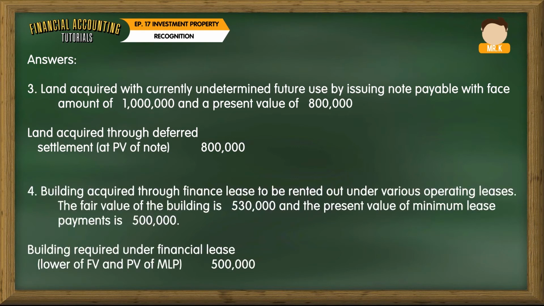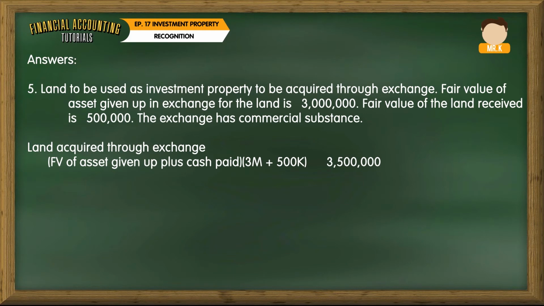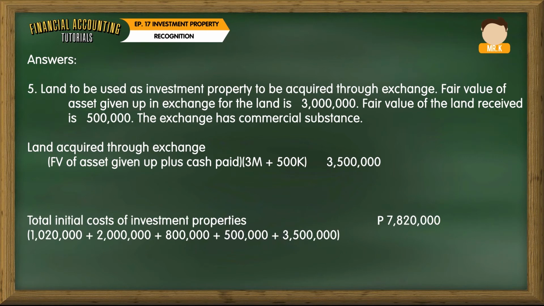Building rented out under financial lease: lower of fair value and present value of minimum lease payments, 500,000. Land acquired through exchange: fair value of asset given up plus cash paid, 3 million plus 500,000 equals 3,500,000, for a total initial cost of investment properties of 7,820,000.